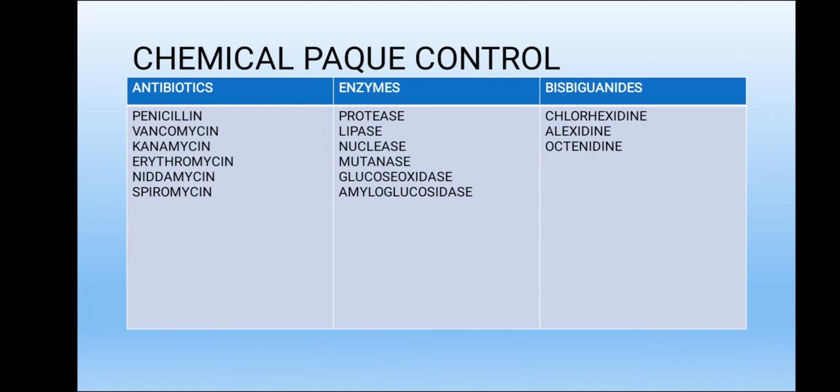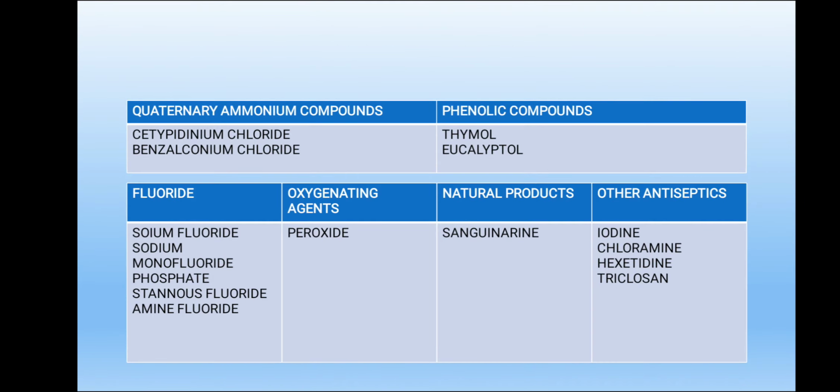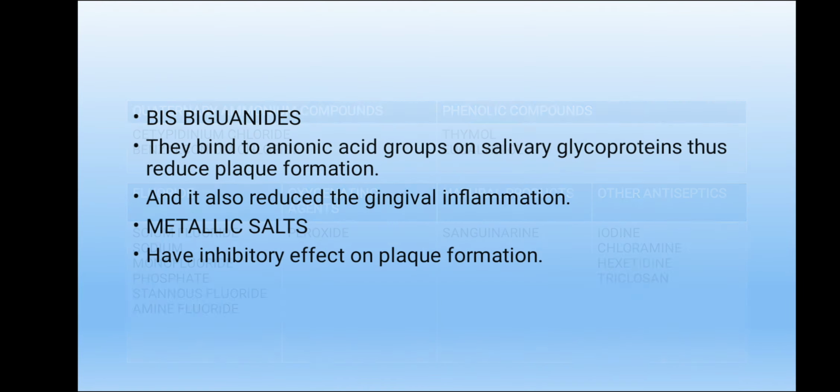Chemical plaque control, which includes antibiotics, enzymes, bisbiguanides, quaternary ammonium components, phenolic components, fluorides, oxygenating agents, natural products, and other antiseptics. Bisbiguanides bind to anionic acid groups on salivary glycoproteins, thus reducing plaque formation. It also reduces gingival inflammation. Metallic salts have an inhibitory effect on plaque.